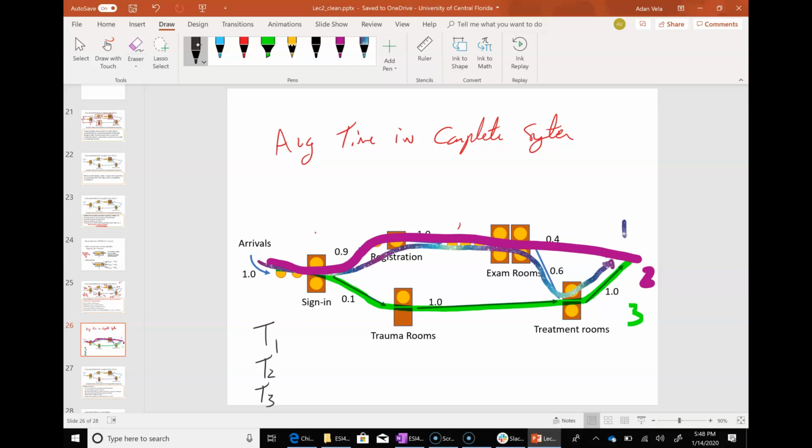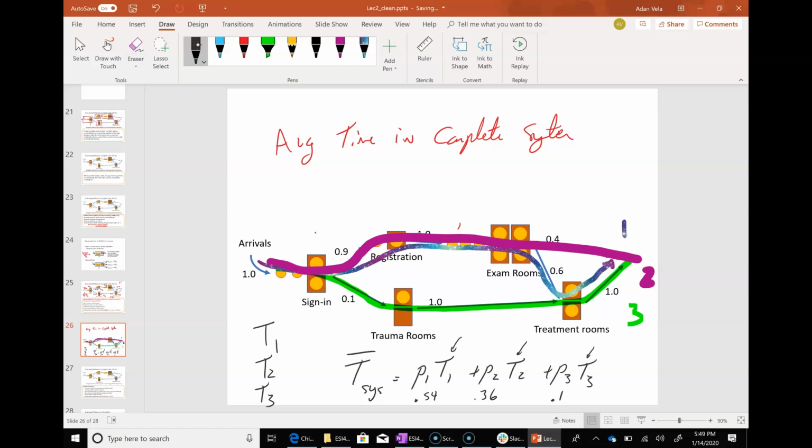Right? So if I have all the times, then the average time in system, so I'll just put a bar, is equal to the probability that you take the first path times T1, plus the probability you take the second path times T2, plus the probability you take the third path times the amount of time it takes to go through that third path. And again, I think P3 was equal to 0.1, P2 was 0.36, and this last one was what? 0.54? 0.54.